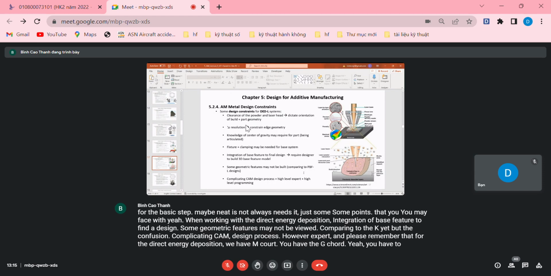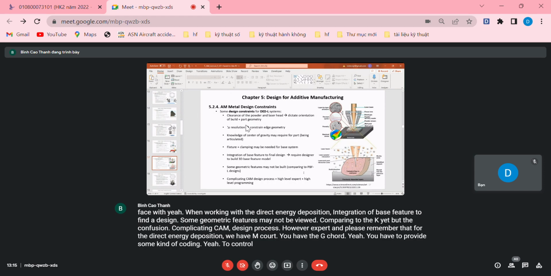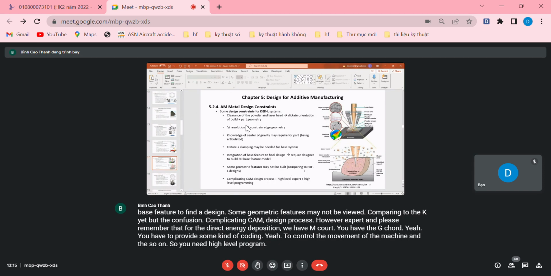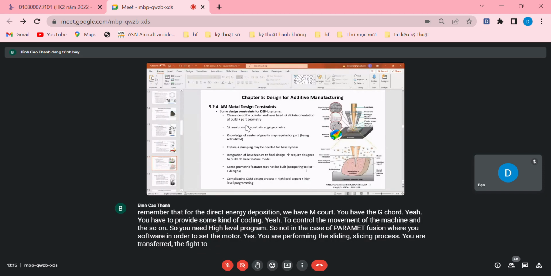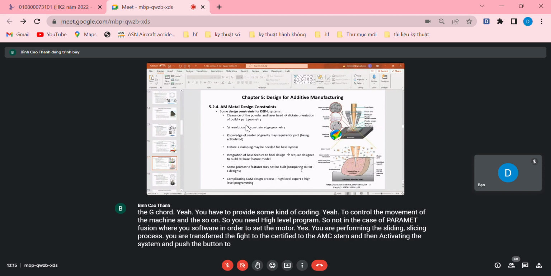You have to provide some kind of coding to control the movement of the machine and so on. So you need high-level programming. Not in the case of powder bed fusion, where you use the software to set up the model, perform the slicing process, transfer the setup file to the AM system, and then activate the system and push the button to start. And that's all.